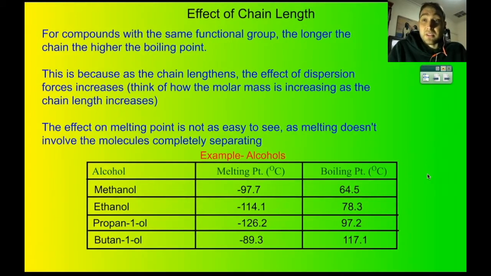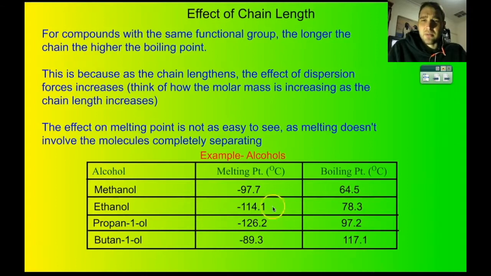So to start with, we're going to look at the effect of chain length. We're going to use the same functional group, and all we're doing is adding carbons, and having a look at the effect that has on melting and boiling point. So let's start by having a look at the alcohols. Here we can see we're just adding one carbon on as we go down. So we've got 1, 2, 3, 4 carbons in our chain. And if we have a look at the effect on the boiling point, as we increase the number of carbons in the chain, the boiling point also increases.